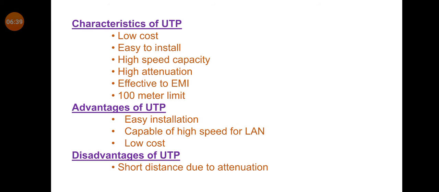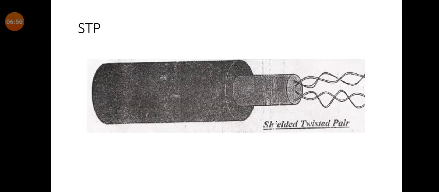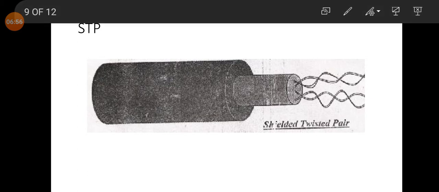Clear? Okay, the next one is the next type of twisted pair, and what is it? STP. STP means shielded twisted pair. Shielded twisted pair looks like this. Now, what is this? It is the plastic covering, and it is an extra covering that is provided for the twisted pairs. This is made up of braids or foil. Clear? And these are the twisted pairs.